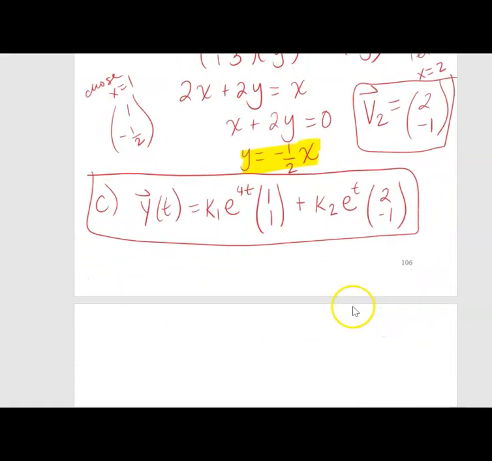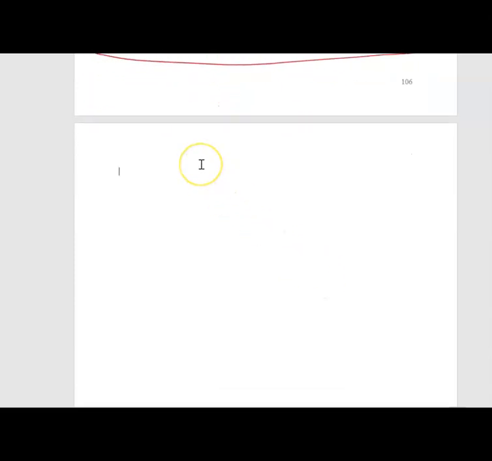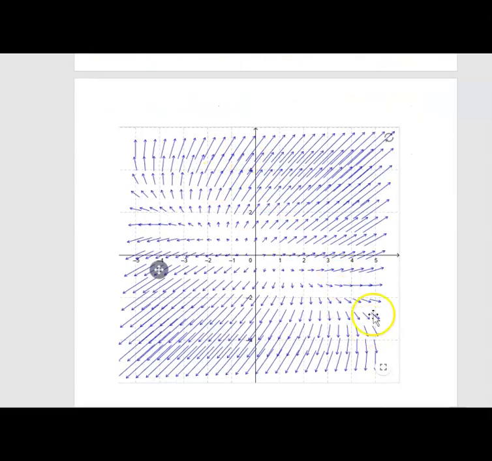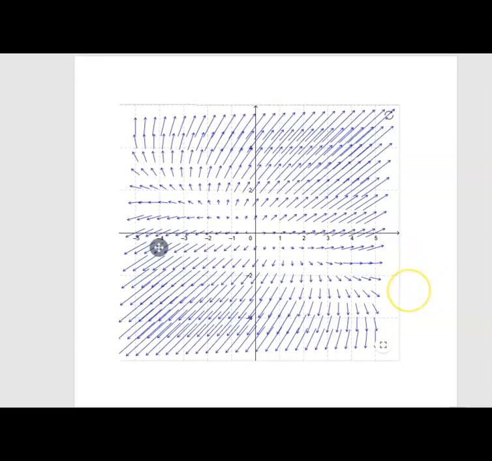All right, let me go back to the notes here. Let me see if I can cut and paste. All right, so that's what we just had. That was the vector field, and I think it's a little bit hard to see exactly what's happening.